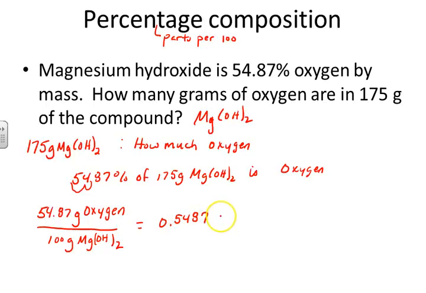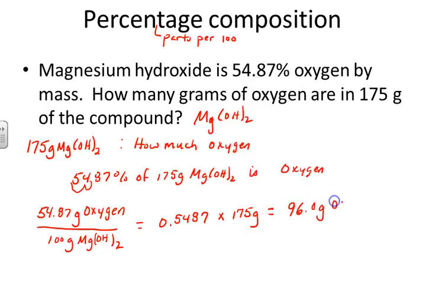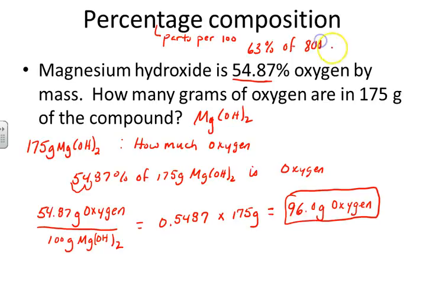We multiply this fraction by 175 grams. And that gives us 96.0 grams of oxygen. So anytime you have a percentage and you want to use that number to multiply by something else, divide by 100 first. So if we had something like 63% of 800, we would say 0.63 times 800. Okay, and I know that's something that you've learned before, but it's worth remembering as we are going to be using percentages quite a bit.